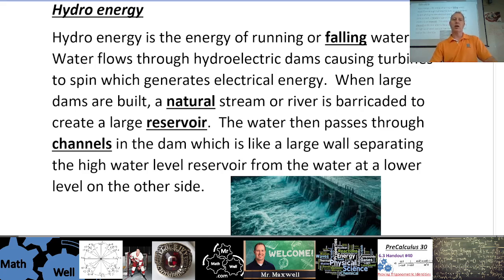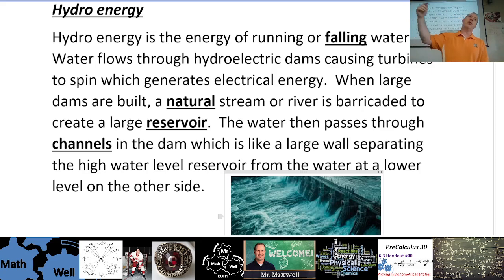So when large dams are built, a natural stream or river is barricaded with the dam itself, like a big wall, to create a large reservoir on one side of the wall. When this reservoir is created, the water level goes up on the one side, right? So when the water level goes up on the one side, if you have holes or doors in the dam, you can let some of the water through.